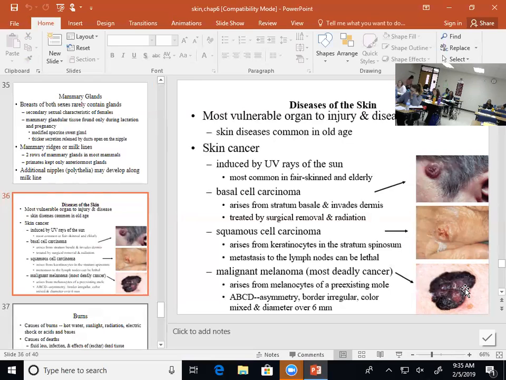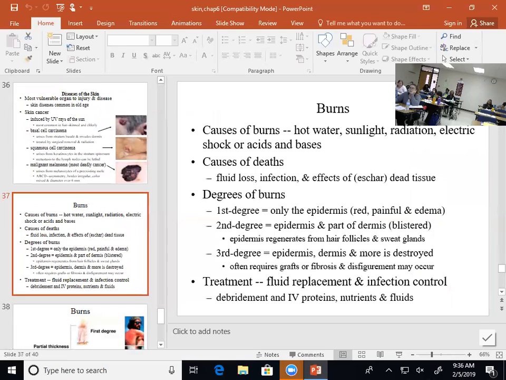Fair enough? This happens at any age. It can happen in teenagers, it's rapidly progressive. It can happen at any age, so it's not just older people whose skin has been kind of abused. Please know that. Any questions about malignant melanoma? It grows fast and has a really high mortality rate. The moles themselves don't grow, it's just that the cancer grows fast.